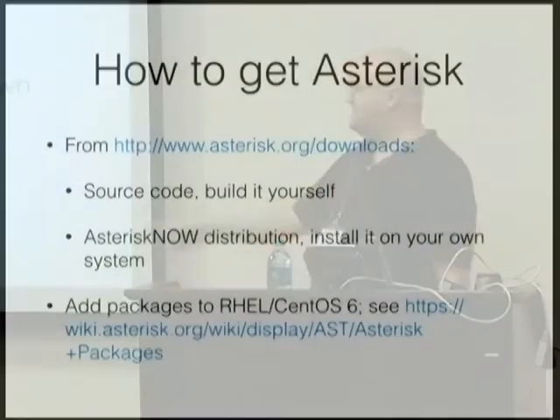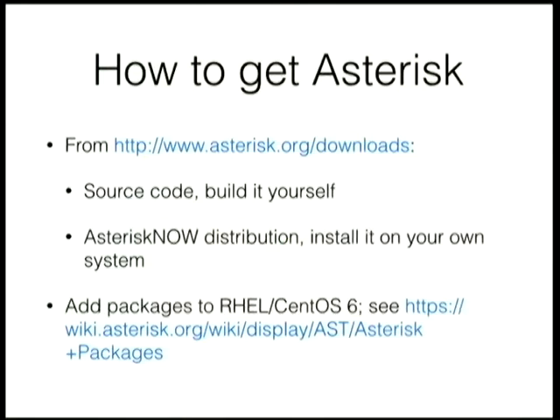How to get Asterisk? Asterisk.org/downloads. It's got source code. They've got a Linux distribution you can install on your own system. What I actually typically do is add my own packages to a Red Hat or CentOS installation. They have a very nice package repository. I have some lines in my Ansible playbooks that just add stuff out, and I can build out test boxes that way very, very easily, very nicely.